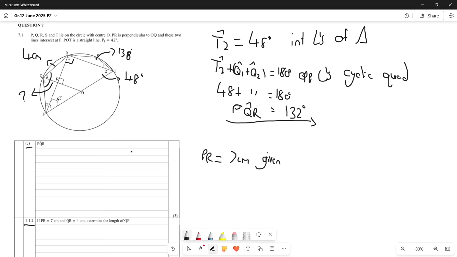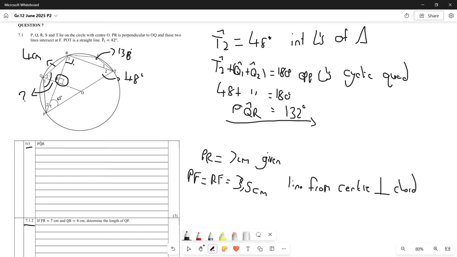But then PF equals RF equals 3.5 centimeters, because the line from the center is perpendicular to the chord. So we see that this line from the center, this radius, is perpendicular to this chord here, PR. And this is one of our reasons, which means that this length equals that length. And therefore, if this whole thing was 7, it means PF equals 3.5 and RF equals 3.5 centimeters as well.